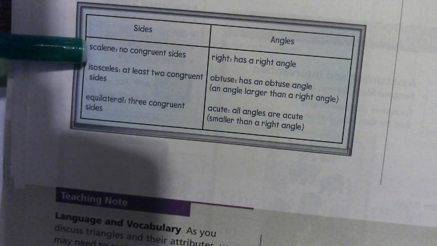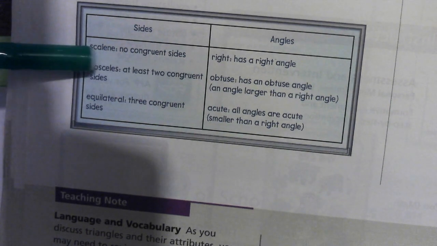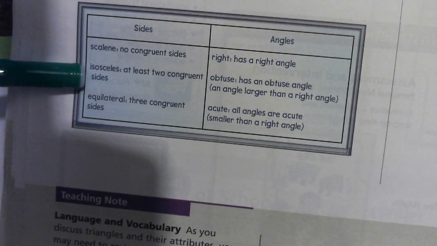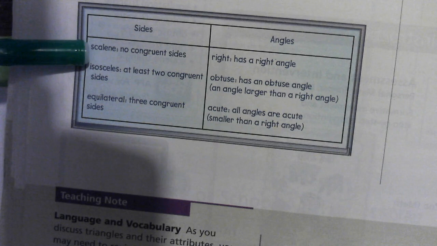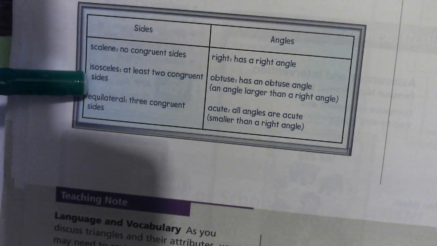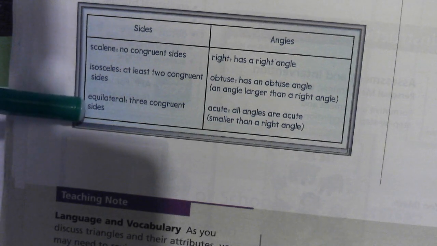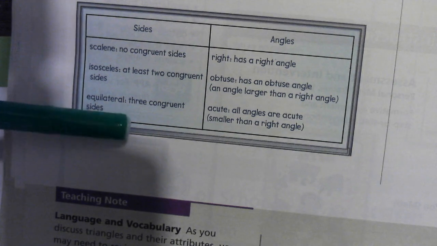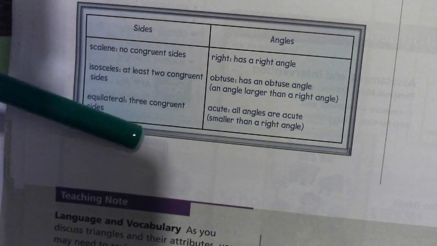So for sides, a scalene triangle has no congruent sides, so none of the sides are the same length. An isosceles triangle has at least two congruent sides. So scalene, none of the sides are the same length. Isosceles, two of the sides are the same length. And an equilateral triangle, equi means equal, means that all three of the sides are congruent or equal.